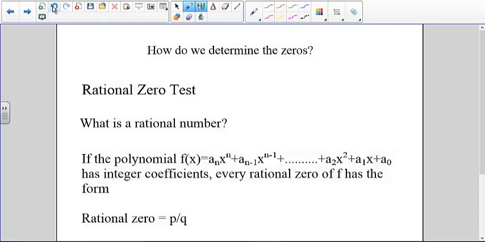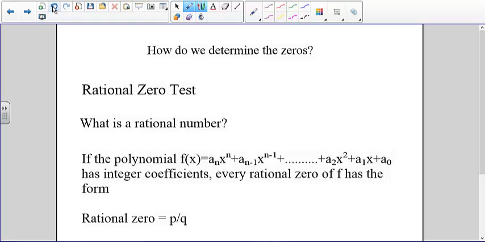Is any one more likely than the other? Probably not. But for rational zeros, there are a certain number of possibilities. There's not an infinite number of possibilities. There's a finite number of possibilities. And it depends upon the coefficient in front of the highest order term and the coefficient in front of the constant term at the end. So here is what it says.